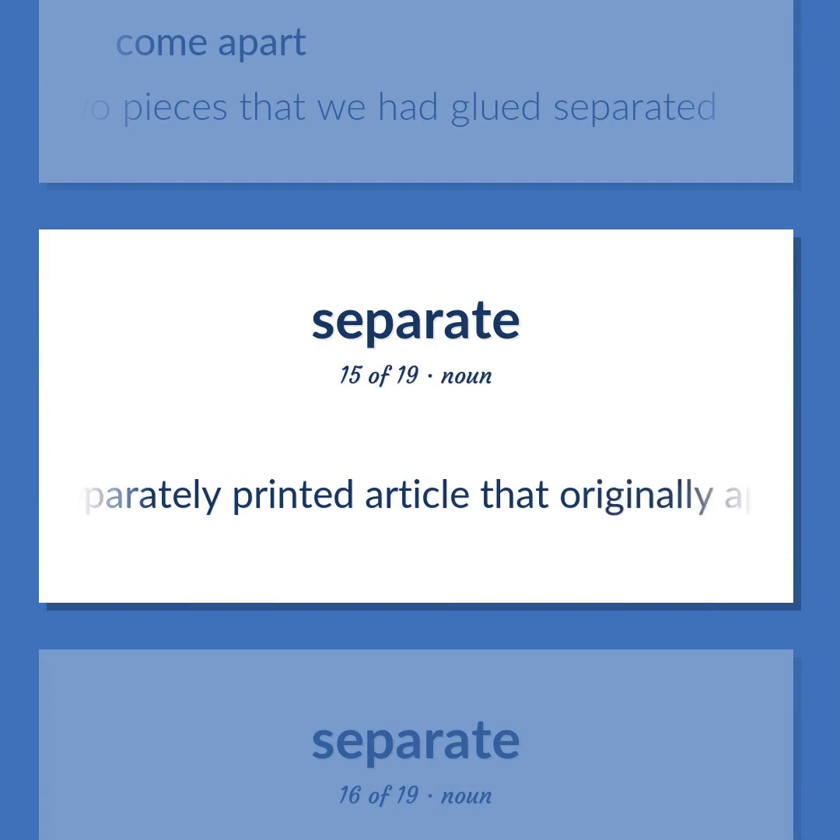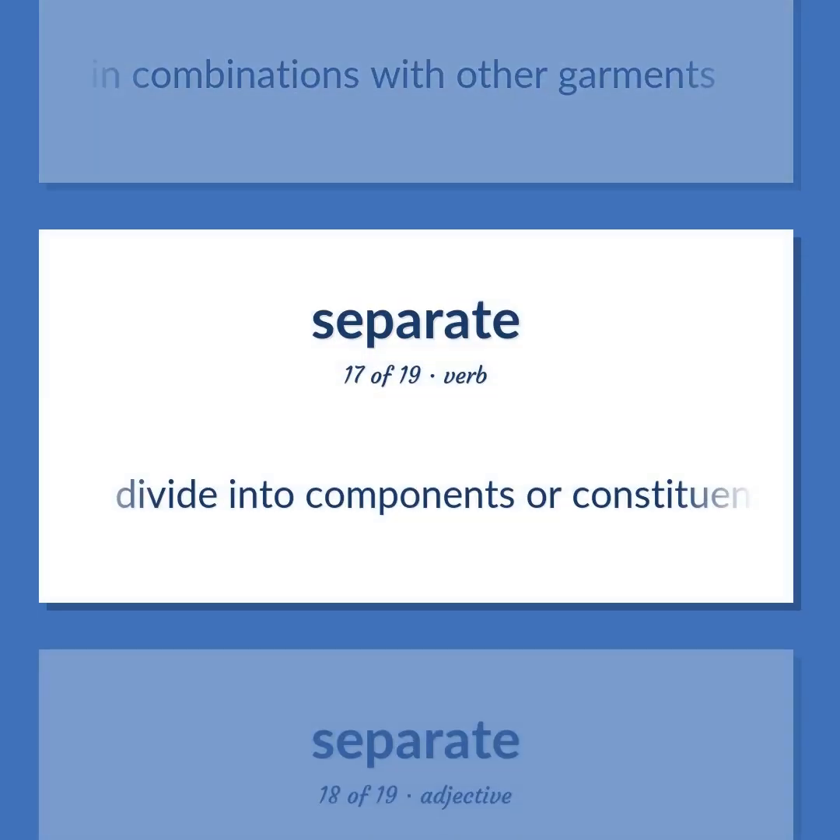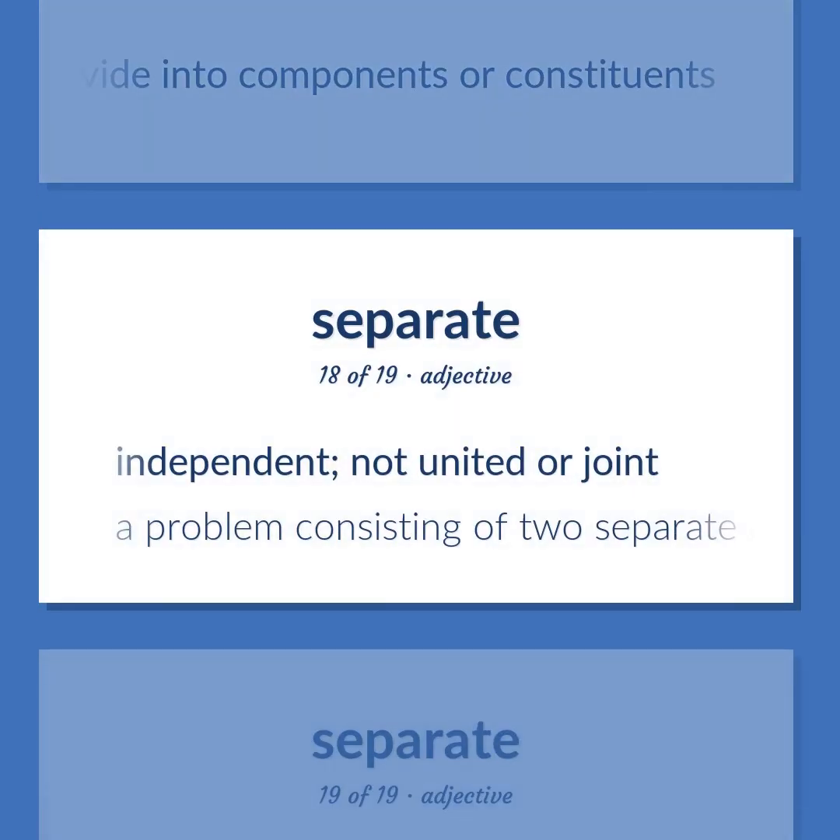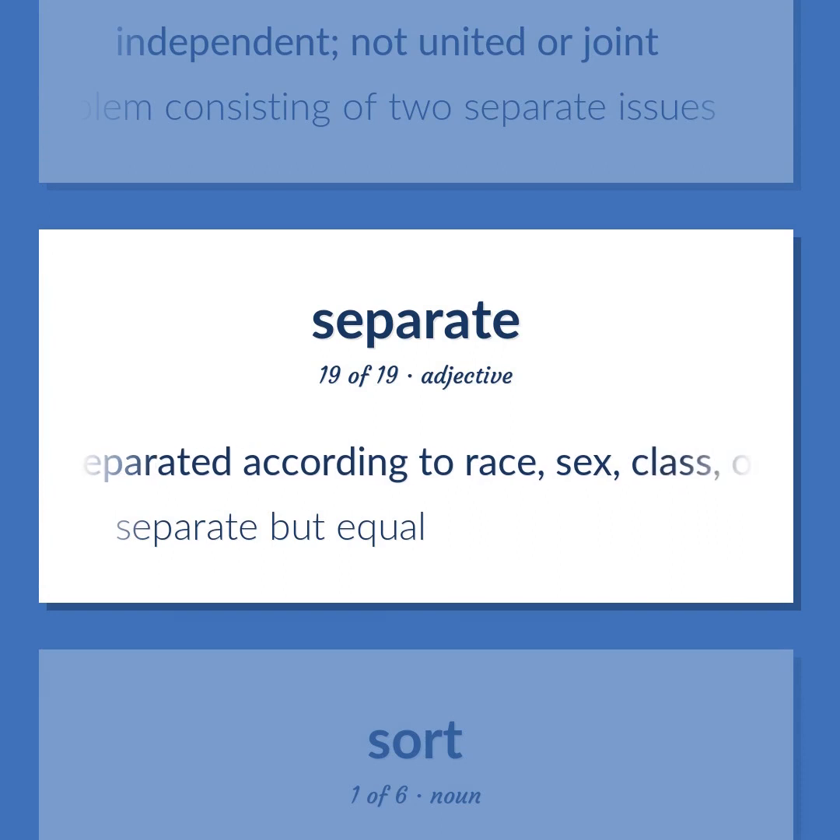A separately printed article that originally appeared in a larger publication. A garment that can be purchased separately and worn in combination with other garments. Divide into components or constituents. Independent, not united or joint. A problem consisting of two separate issues. Separated according to race, sex, class, or religion. Separate but equal.